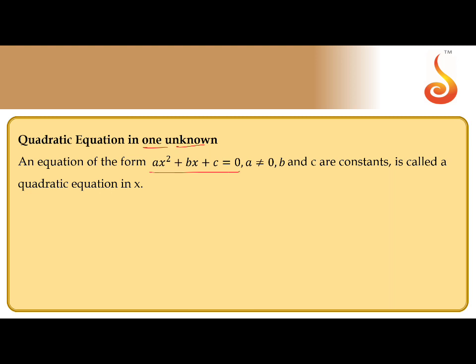An equation of the form ax² + bx + c = 0, where a is not equal to 0, and b and c are constants, is called a quadratic equation in x. Here a, b, c are any real constants but a is not equal to 0. If a is 0, this becomes a linear equation. That's why a should not be 0. I know everyone knows about quadratic equations.